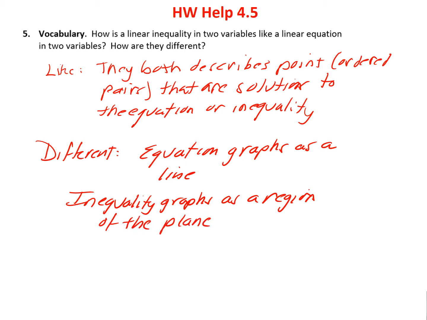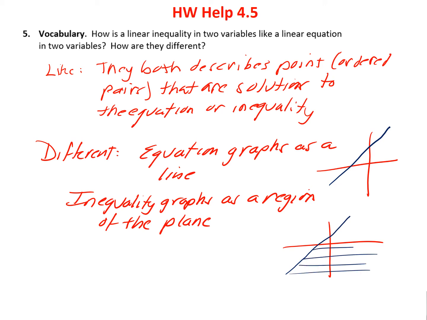In other words, if I'm graphing an equation, I might get something like this, and only the places on the blue are solutions. If I'm graphing an inequality, however, I might have the same line, but now I'm noticing all the points that, for example, are less than everything in there. So I actually have a whole plane of answers, whereas on the equation, I only have a line of answers. So that's one of the big differences between the two.